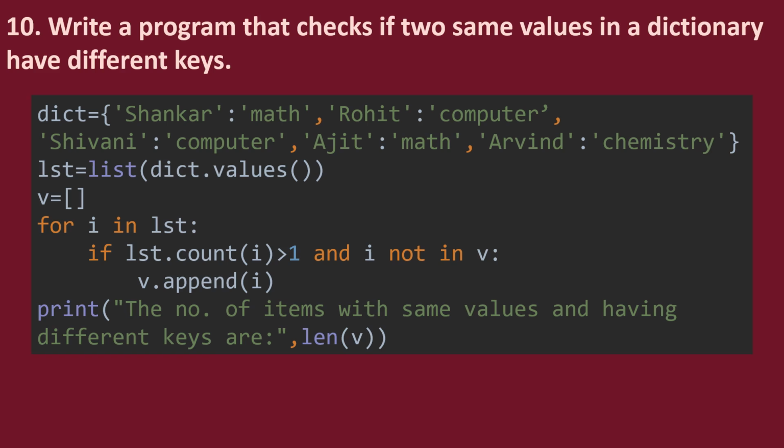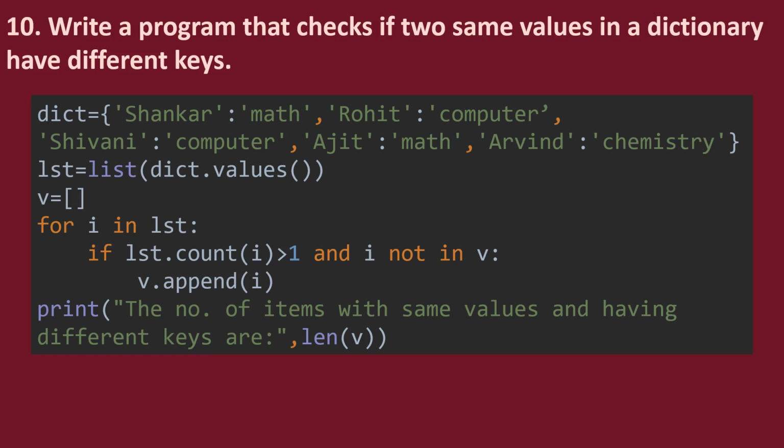Okay, so for i in lst, if lst.count(i) is more than 1, that means any item present in the list more than one number of times, and that is not in V, then append it to the list V. That means we also want unique elements in the list V. So the second condition is i not in V. That should not be present in the list V. Then append it to the list V.